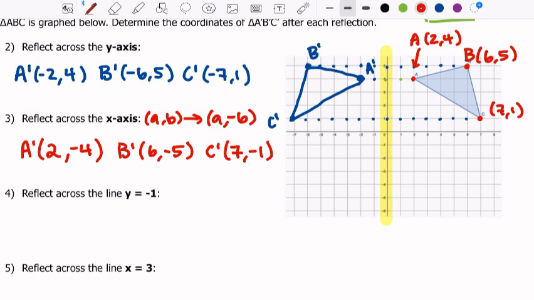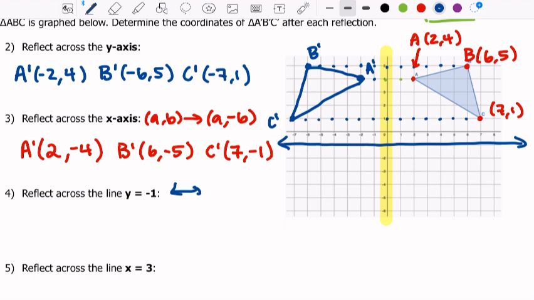Next, we're going to reflect across the line y equals -1. Okay, so y equals -1 is a horizontal line. So finding where that is, here's y equals -1. Okay, we haven't seen a line like this quite yet. And so when we are reflecting across a horizontal or vertical line that's not the x-axis, that's not the y-axis, that's not the line y equals x, we do have to graph this and we have to count. Okay, so there is no coordinate rule for this one.